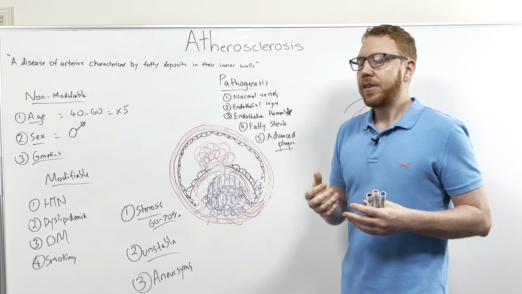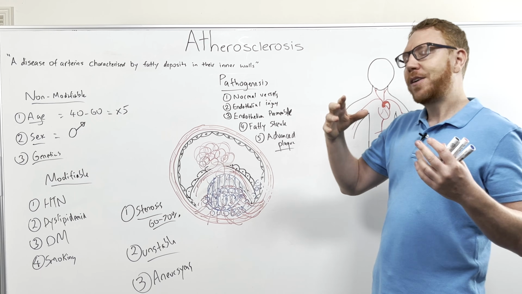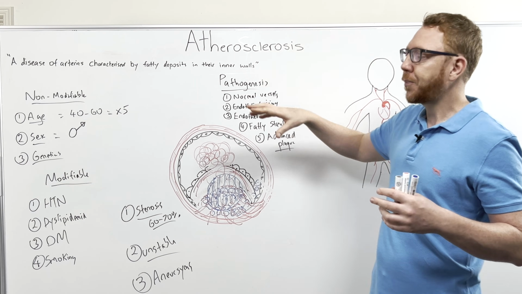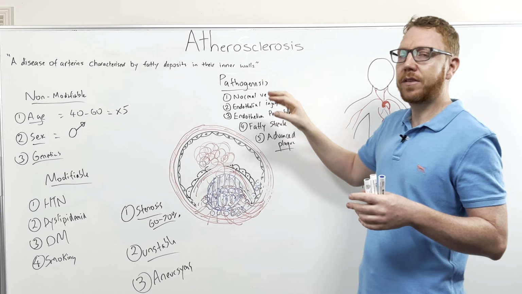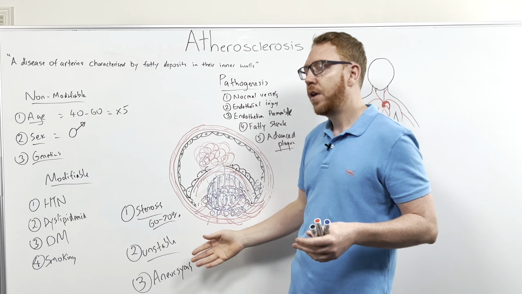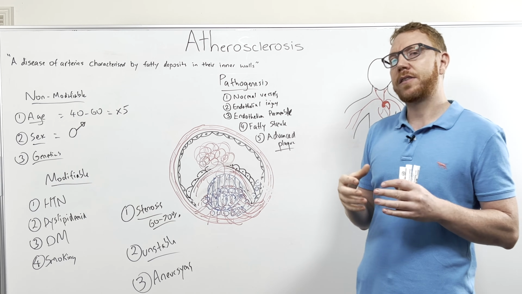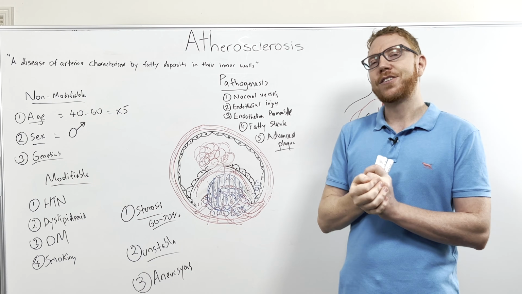So there we have it. We've gone through atherosclerosis very briefly. We've looked at the definition. We've gone through the modifiable and non-modifiable risk factors. We've looked at the pathogenesis, and then finally, we've gone through the chronic complications that are commonly seen through this process known as atherosclerosis.